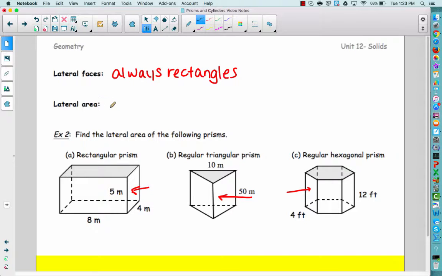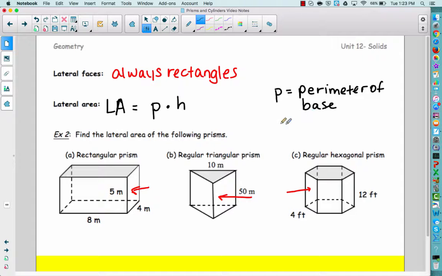But to find the lateral area, we use the variables LA. To find the lateral area of a prism, we do perimeter of the base times the height. So let's define that. P is the perimeter of the base, and H is the height of the prism.